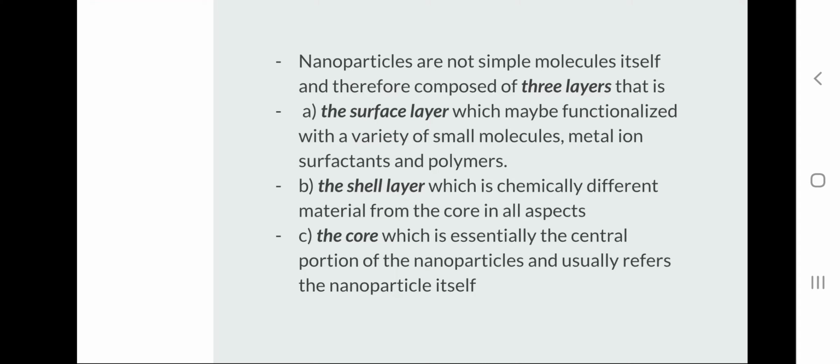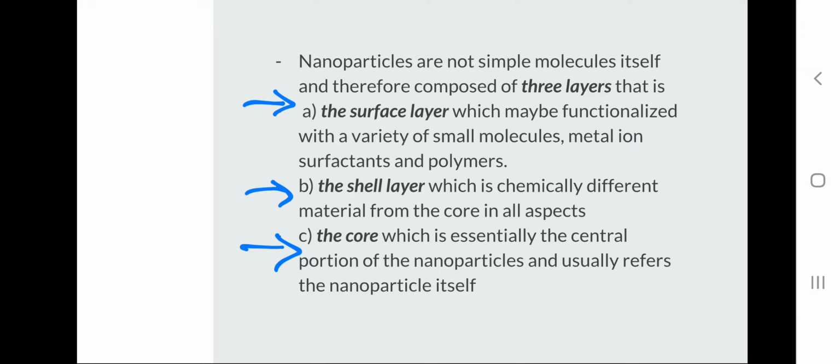And if you are taking a look at nanoparticles, usually a nanoparticle is composed of 3 layers. As such, the nanoparticles are not simple molecules. They are composed of 3 layers, and the 3 layers are the surface layer, the shell layer, and the core layer.